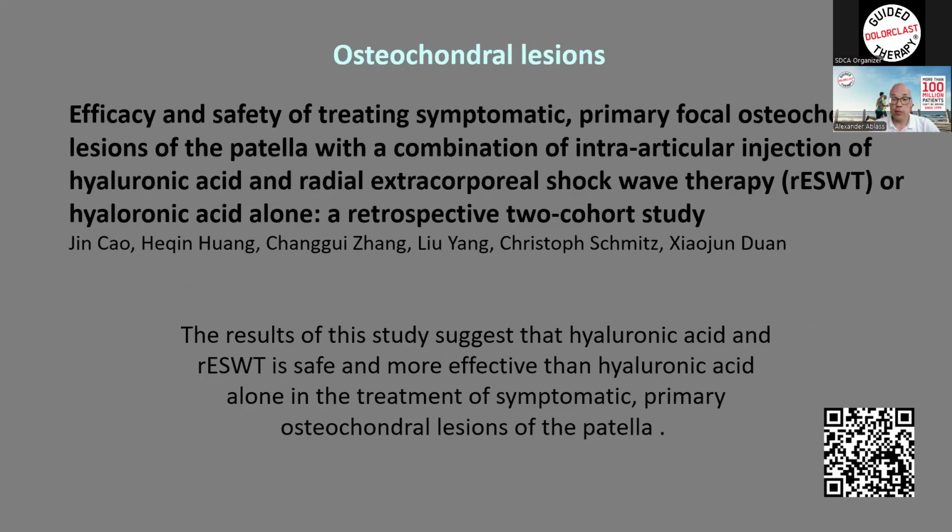Osteochondral lesions. It was a comparison study about shockwave and hyaluronic acid. And we can see that shockwave is safe, of course, and more effective than hyaluronic acid. And you don't have to do an injection. You don't have to penetrate the skin, which always tries to secure our joints and our body.